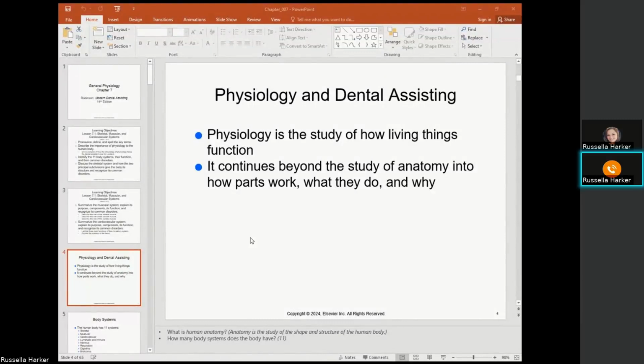Hi, we're going over chapter 7 today in the Modern Dental Assisting book, and this is general physiology. So, physiology, you need to know, is the study of how living things function. It does continue beyond the study of anatomy into how parts work and what they do and why. So, let's get into the body systems.